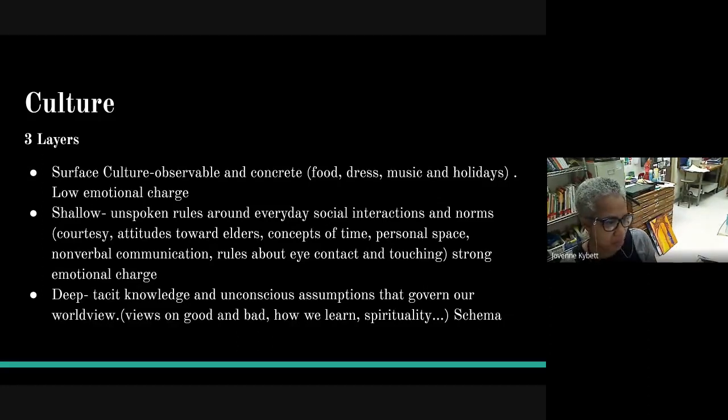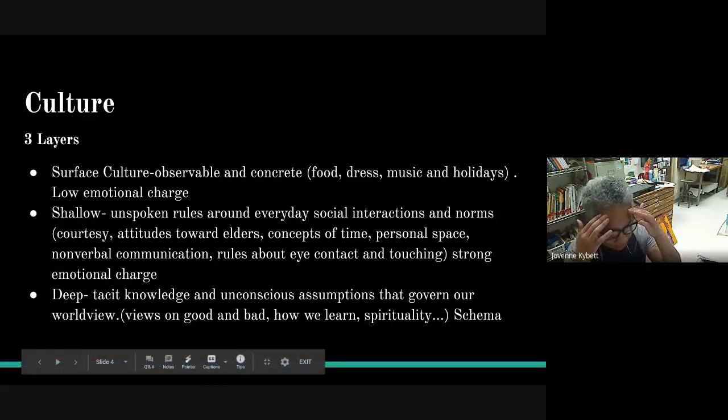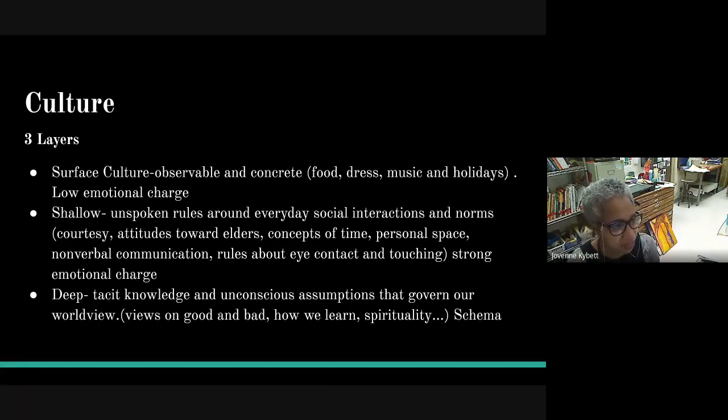And the last type of culture is your deep culture. These are things that are super, super deep. They're like your views on good and bad, your spirituality, and those are those deep-seated things. When I'm trying to teach in a culturally responsive way in the classroom, I try to focus more on the shallow and the deep culture, because those are things that we can find a lot of commonality in for the different cultures.